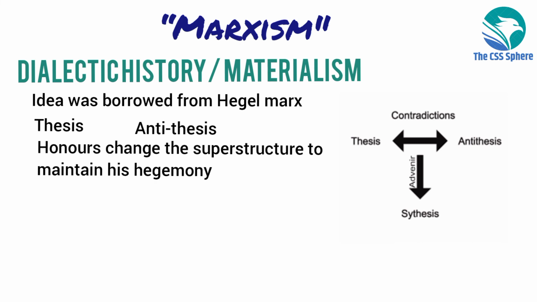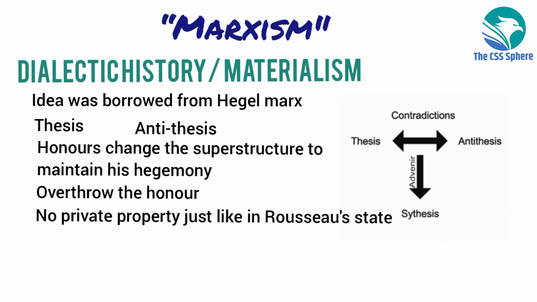So Karl Marx wrote the theory of Marxism to spread awareness or educate the laborers that they were being exploited for centuries. Marx says that after getting awareness, never demand your rights, just overthrow the owners. No private property, just like in Rousseau's State of Nature. Because if private property is abolished, the superstructure will be abolished. After this revolution, a stateless and classless society will be developed. There will be no dialectic history, history will be linear or straight.